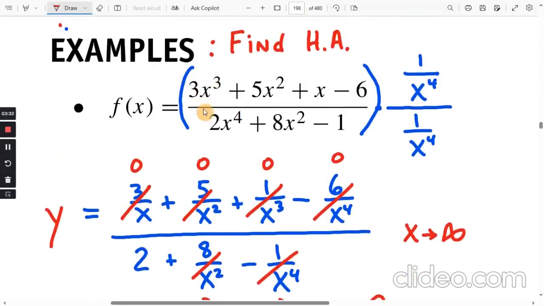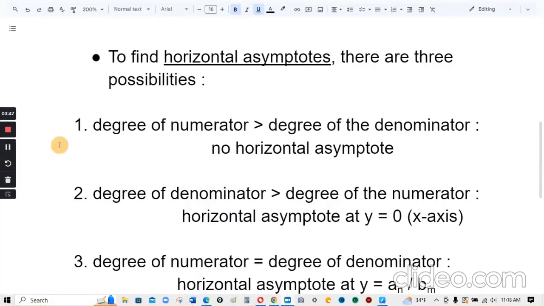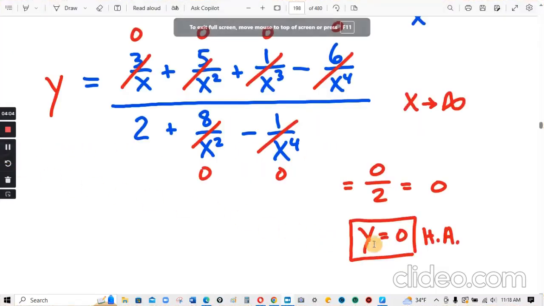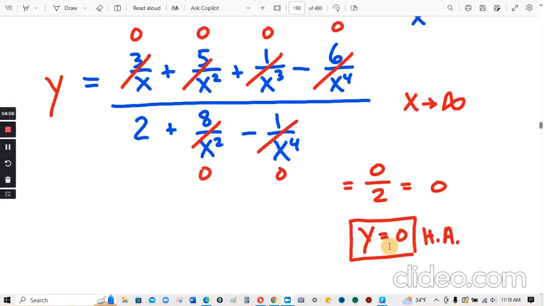What we have here is the degree of the denominator, which is 4, is greater than the degree of the numerator, which is 3. So let's check the notes. These were the 3 cases for horizontal asymptotes. Number 2, the degree of the denominator is greater than the degree of the numerator. The horizontal asymptote is at y equals 0. So this right here is exactly what we got. So that's why it is y equals 0.